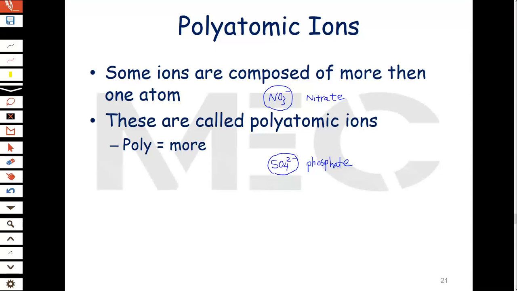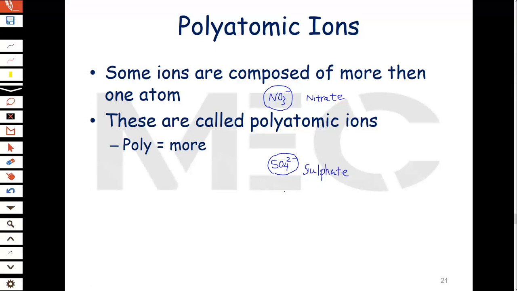SO4 2 minus has 5 atoms in it, 1 sulfur and 4 oxygen. The whole thing, 1 sulfur and 4 atoms of oxygen connected to each other, has a -2 charge. So it's a multiatomic ion or polyatomic ion. The name is sulfate because it has a sulfur here.